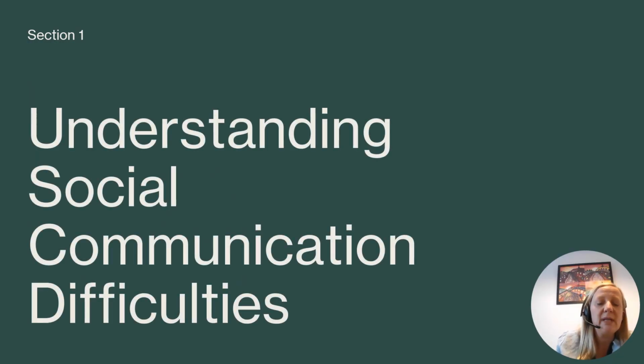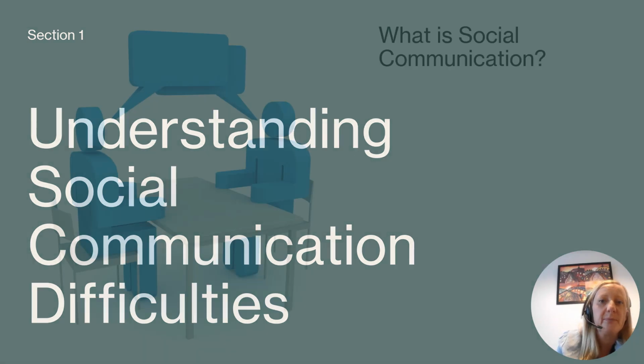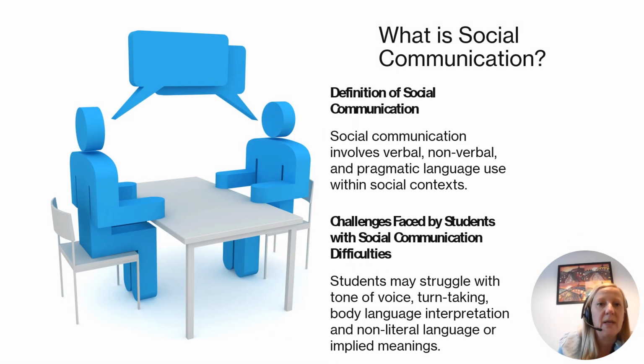So first of all, section 1, understanding social communication difficulties. So there are 3 elements to social communication. First of all, verbal communication. So the actual words that are being used, the vocabulary that's being chosen, the register of that language, whether it's formal or informal. And then non-verbal communication. So facial expression, body language, tone of voice, intonation, gesture.